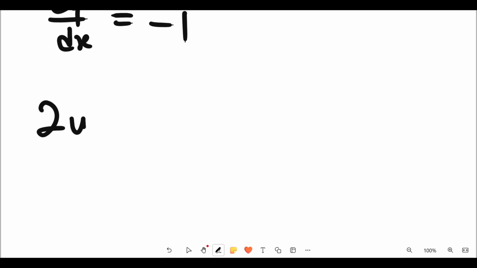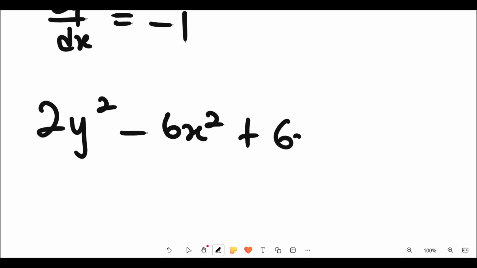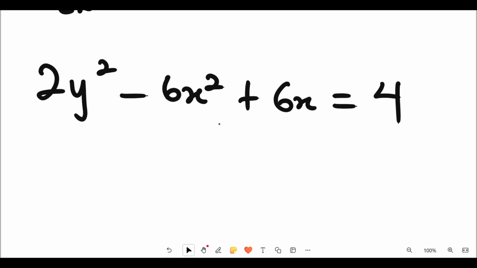Suppose I have a function 2y squared minus 6x squared plus 6x to be equal to 4. And you are asked to differentiate. It means you are going to take each of the terms. So we start with the first term, 2y squared. Since we have y, when you differentiate it, the answer is going to be the derivative of 2y squared multiplied by dy/dx, as we did in the first example.